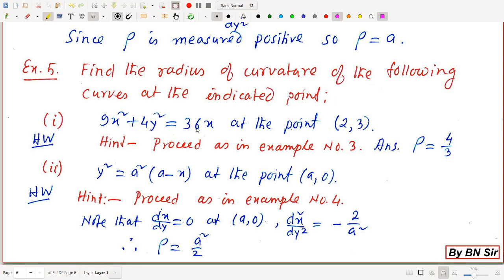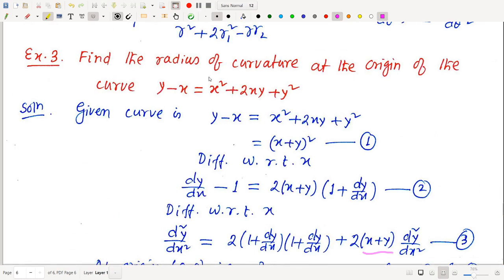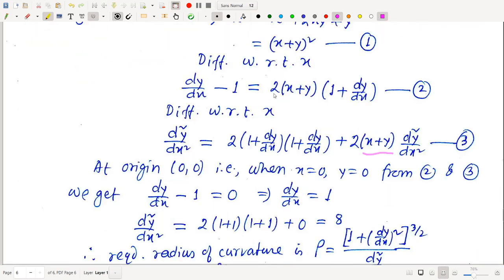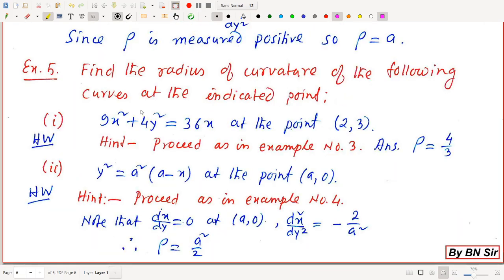Just differentiate this equation with respect to x 2 times, you will get dy by dx, d square y by dx square, and then you put x equal to 2, y equal to 3, you will get the values of dy by dx, d square y by dx square, and put them in the formula for radius of curvature. Directly you will get rho equal to 4 by 3. Similar to example number 3. In example number 3, we found the radius of curvature at the origin, meaning we differentiated and then finally put x0, y0. No problem was faced there. Here also for this example number 5, part 1, you will see a similar thing.